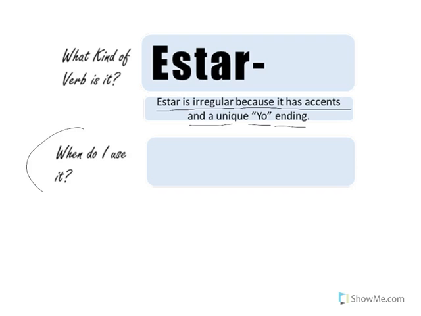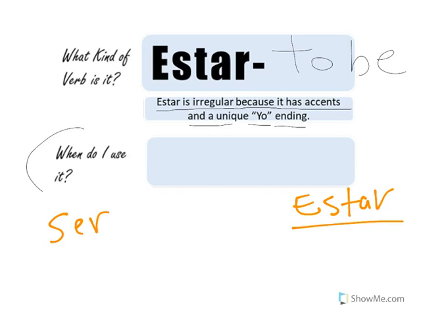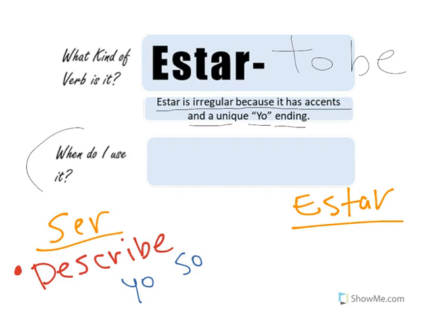So, if estar means to be, then what happened to ser? Because ser means to be. Estar means to be. Well, that's a problem. And this is the easy way to remember this. We use ser to describe. Describe as in how? As in, yo soy alto. Or things like, él es guapo. So we use it to describe.